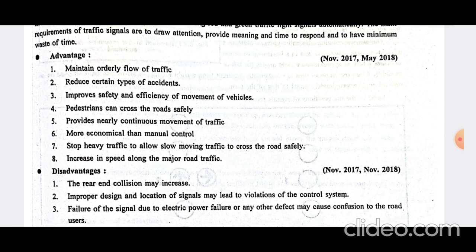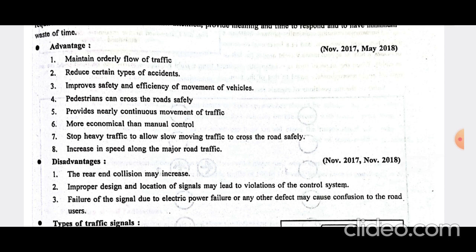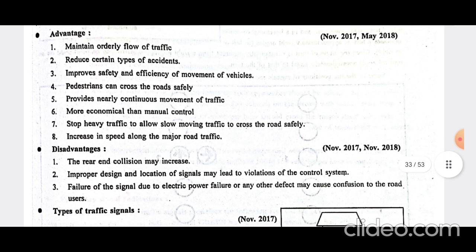Sixth one is it is more economical than manual control. So here in manual control one person is required to control the traffic, one or two or more than two persons are required, depending on the traffic. So it is more economical than manual control of the traffic. Seventh is to stop heavy traffic to allow slow moving traffic to cross the road safely. And the last one is an increase in speed along the measured road of the traffic.